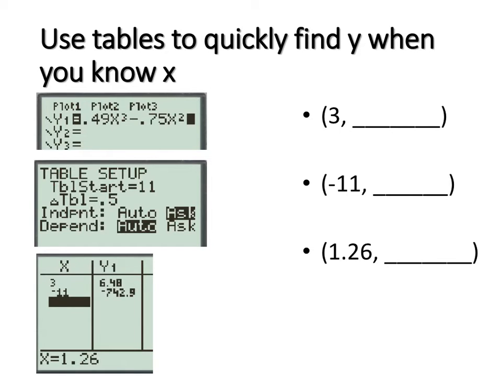So when we type in x equal to 3, the calculator tells us that y is equal to 6.48. When x was 11, y was negative 742.9. And when x is 1.26, well, why don't you use your calculator to figure out what that value is now, and we'll check in a moment. Your calculator should tell you that y ends up being about negative 0.21. This feature comes in really handy if we have to find several y values.